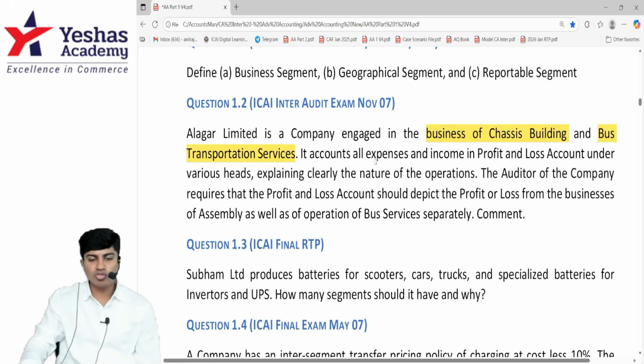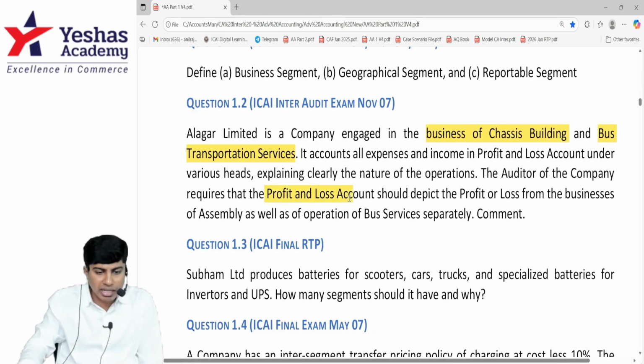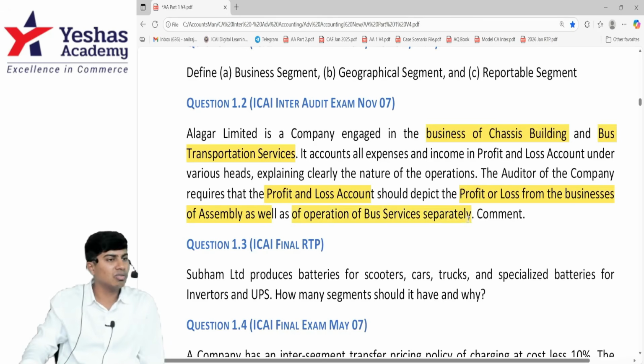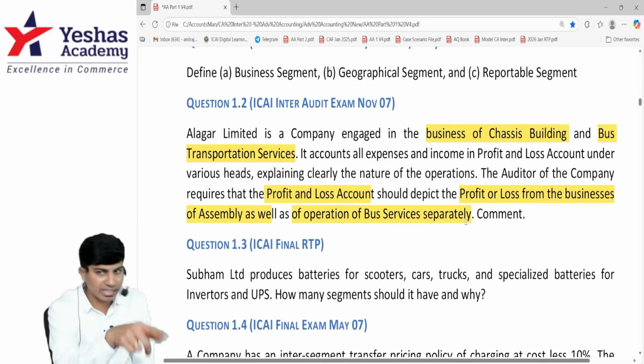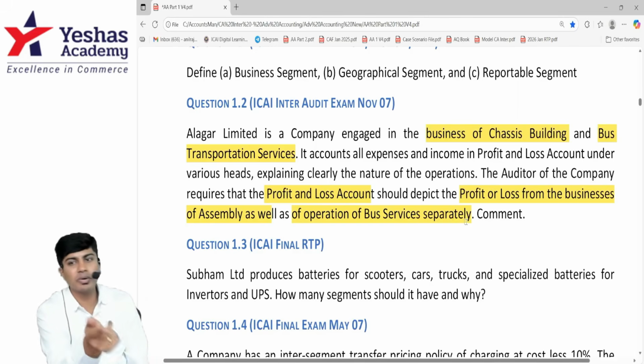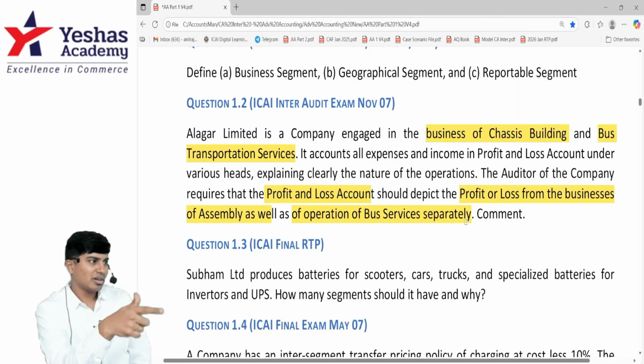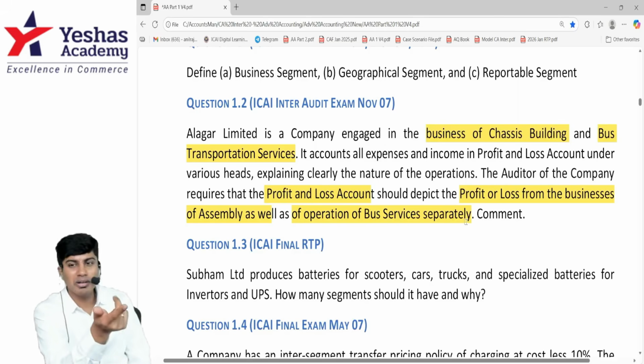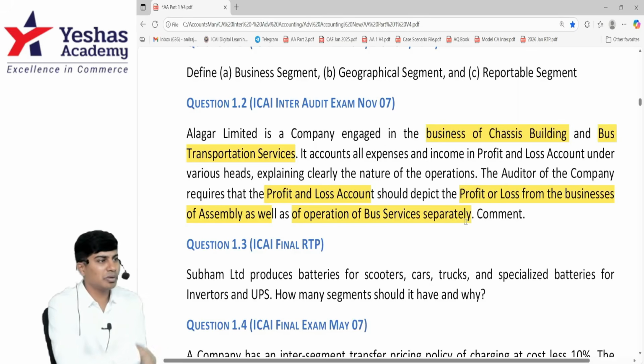Let's see. Accounts for all expenses and incomes in P&L under various heads. The auditor of the company requires that the P&L account should depict the profit or loss from the business of assembly as well as operation of the bus services separately. What is your comment on it? As per Accounting Standard 17, if both of them are reportable segments, then they should be reported separately. If both the segments are not reportable, then there is no need to do separate reporting.